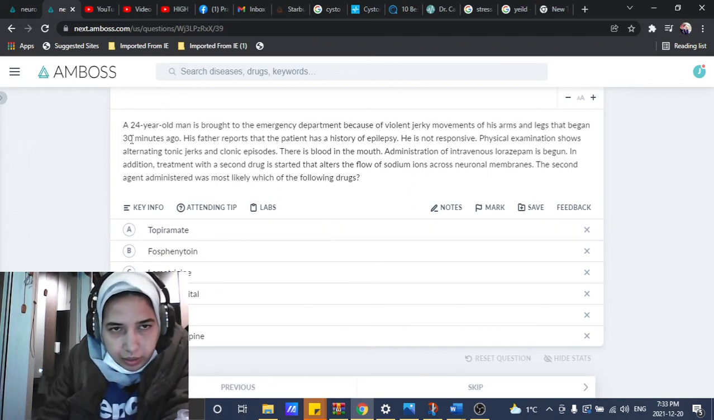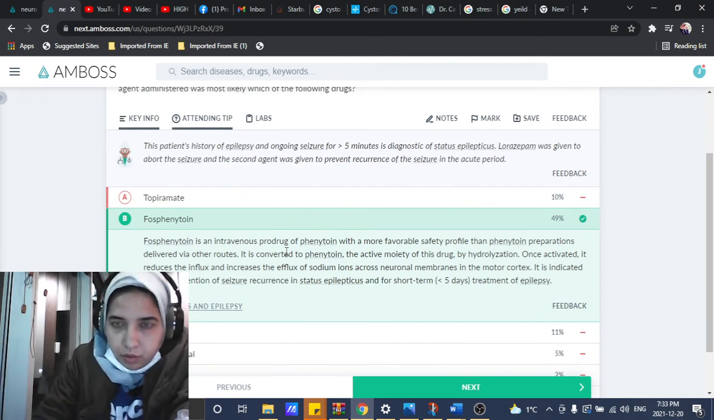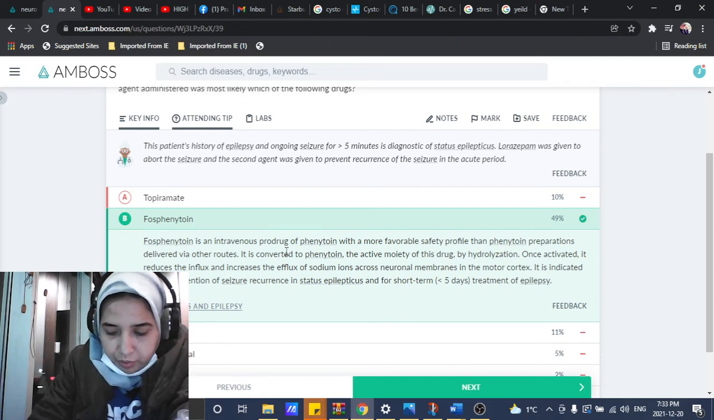Sorry, let's read this carefully again. 24-year-old man, so he has epilepsy. Okay. And we gave him lorazepam plus a second drug. I would think that this second drug is given to prevent the recurrence, so I believe that's fosphenytoin. So, fosphenytoin is given to prevent the recurrence.